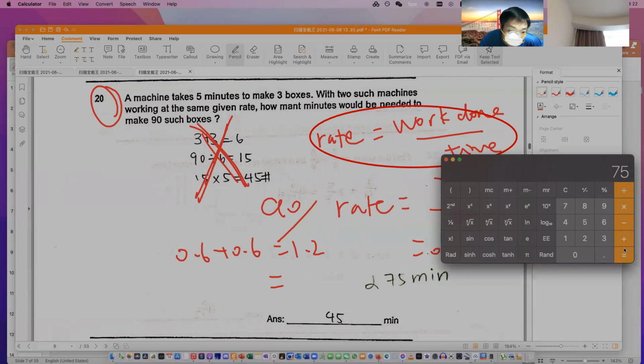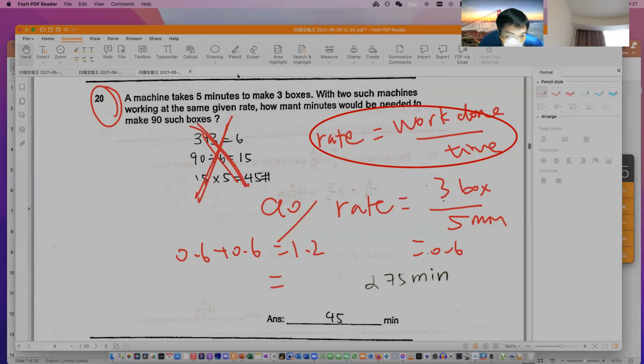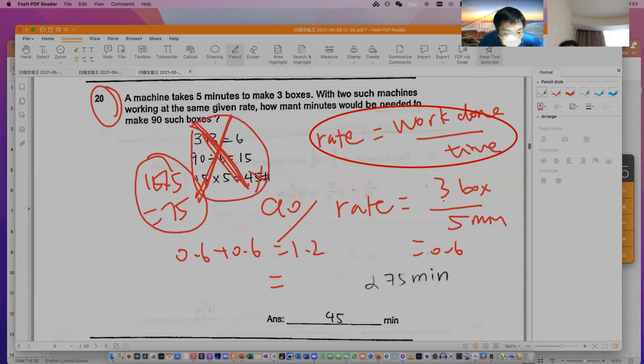Yeah, 75. By the way, you are wrong because your 15 times 5 is actually 75, not 45. You make one mistake, which is this simple multiplication. But I really do not suggest you use this method. I don't know what this method is about. Maybe you use proportionality, but it's good to stick to this formula.